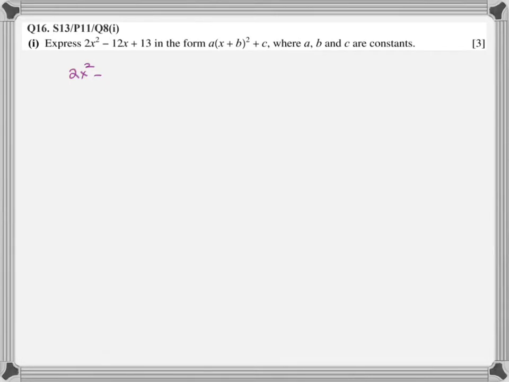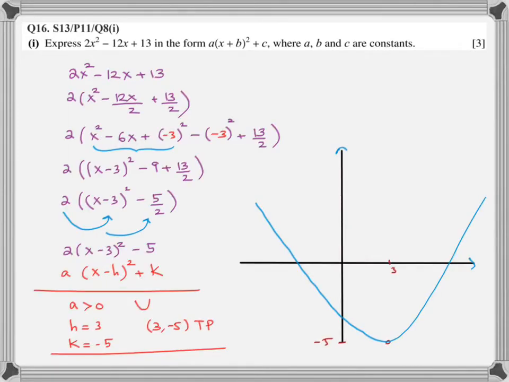If the examiner says, give me the values of a, b and c, you would compare it with the examiner's format. If the examiner asks for the stationary point, the vertex, the turning point, you would always compare it with the standard form. So that's how the working is. Just the same as before.